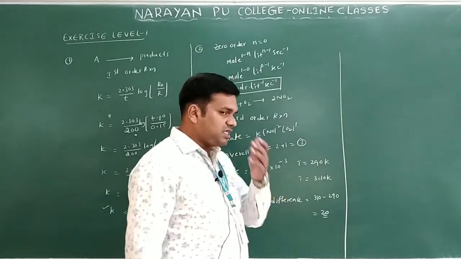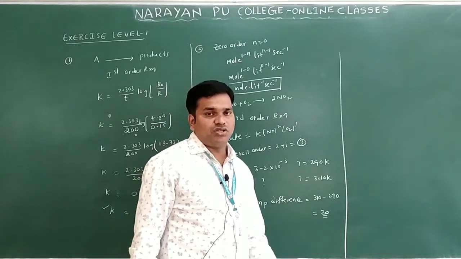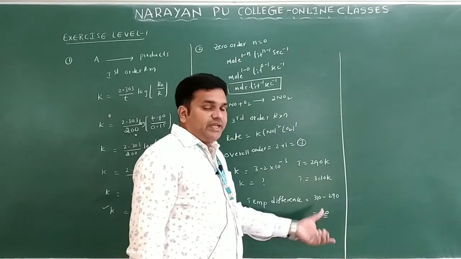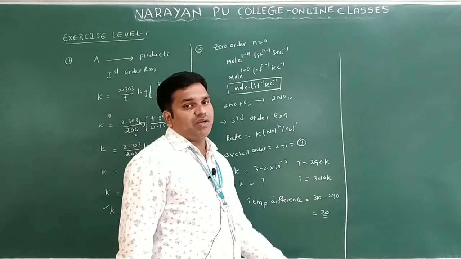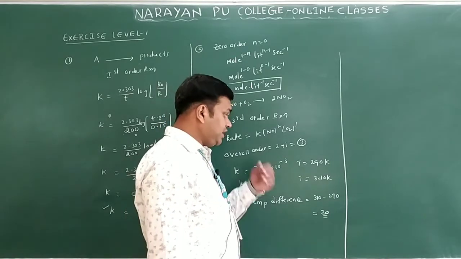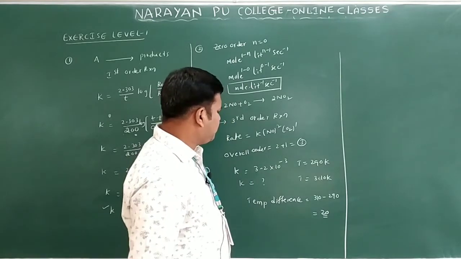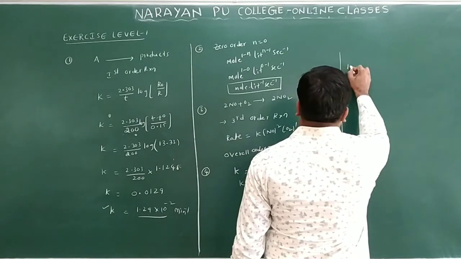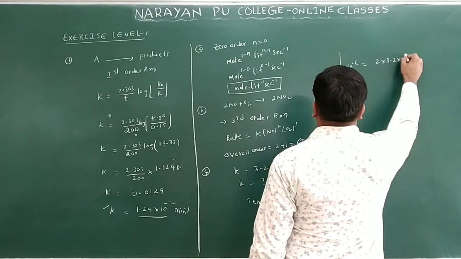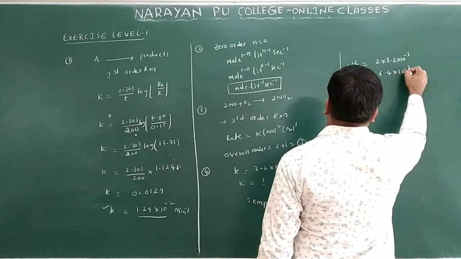Suppose we take a 10 degree difference, this value becomes double. The rate constant becomes double. If the temperature difference is 20, then double, and again it becomes double. So this is 3.2 into 10 power minus 3. Suppose a 10 degree difference is there, I will write this one: this is 2 into 3.2 into 10 power minus 3, so I will get 6.4 into 10 power minus 3.